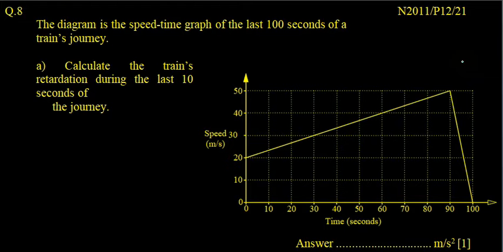Question 21, paper 1, May/June November 2011. The diagram is the speed time graph of the last 100 seconds of a train journey. Calculate the train's retardation during the last 10 seconds of the journey.